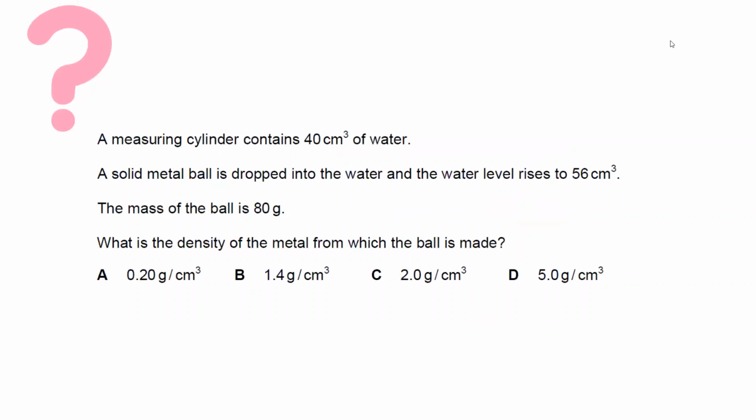Another question. A measuring cylinder contains 40 cm cube of water. A solid metal ball is dropped into the water and the water level rises to 56. The mass of the ball is 80. What is the density of the metal from which the ball is made? Or basically the density of the ball.